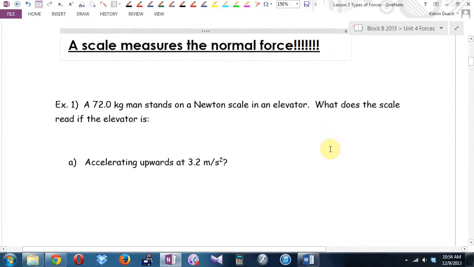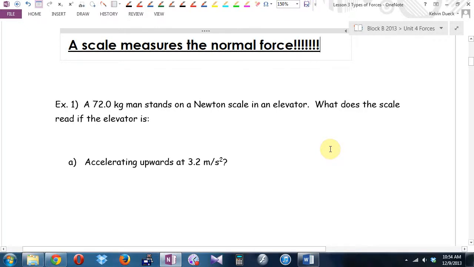Here's a classic elevator question. Okay, get your attention span back here. Classic elevator question says this. A 72-kilogram man stands on a Newton scale in an elevator. What does the scale read if the elevator is accelerating upwards at 3.2 meters per second squared?